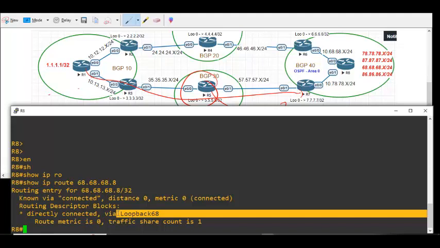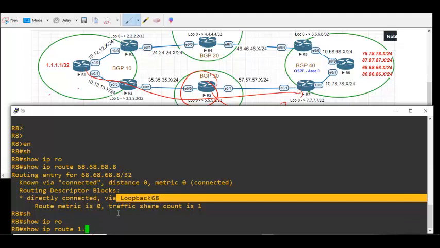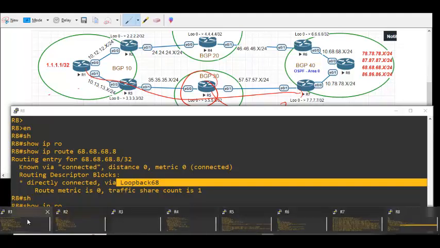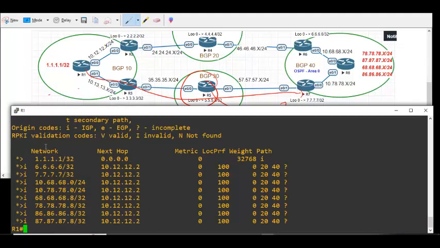Show IP route 1.1.1.1. You know why it is not there? We have advertised it. I showed you, no? When I typed show IP BGP, I showed you it is advertised in router 1. See, the next hop address is local 0.0.0.0, which means I'm advertising it.